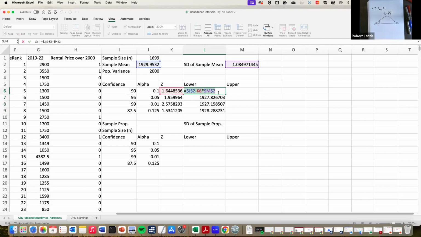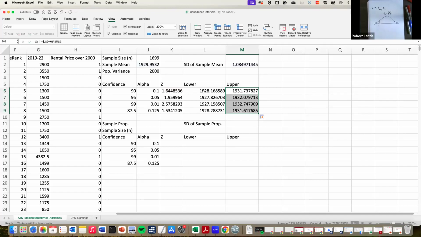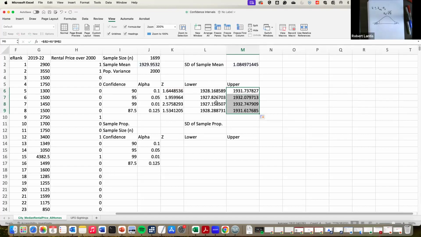I want to do the same thing for the upper bound. So I'm going to copy this formula, hit enter to get out of the cell, go over here, paste it. Nothing should change. The only thing I need to change to find my upper bound is I'm now adding my margin of error. Once again, I can now copy this down, and I very quickly have 4 different confidence intervals.